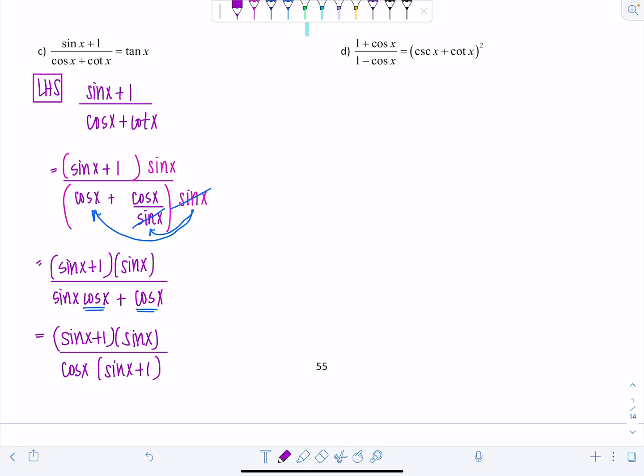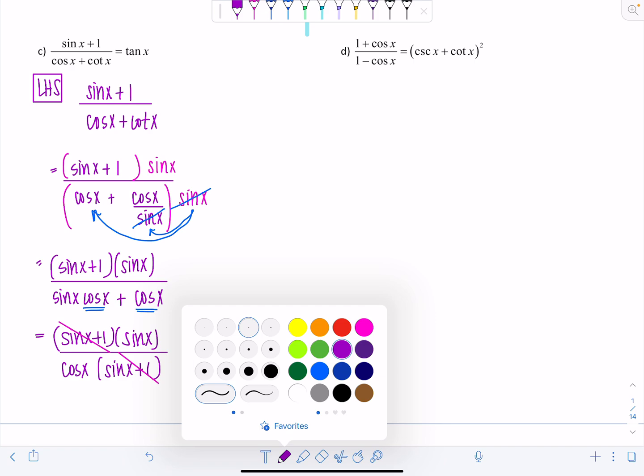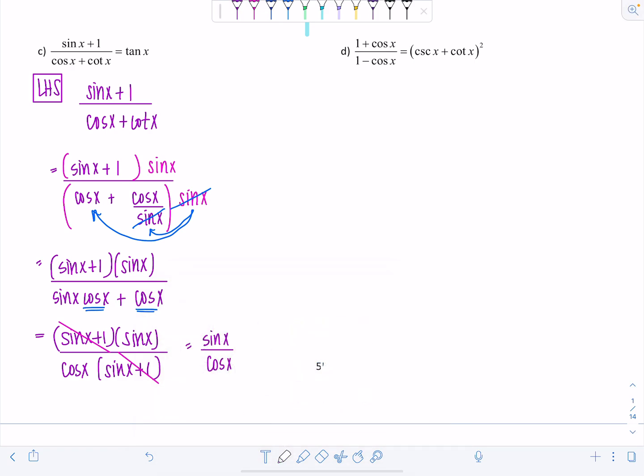Do you notice something? Why, yes. Sine x plus 1 cancels out. So now all I have is sine x over cosine x, which is tangent of x, the right-hand side.